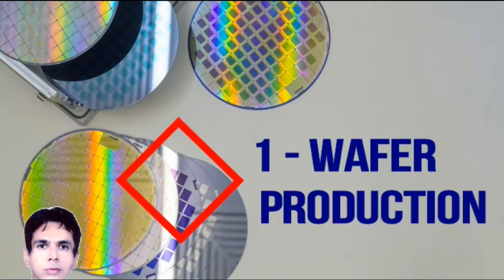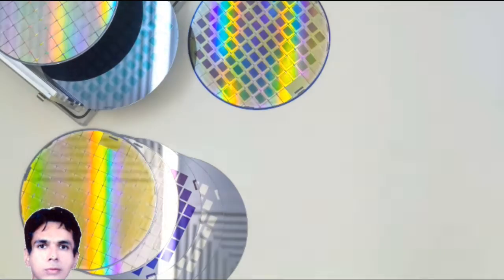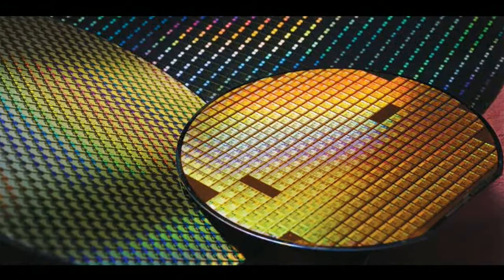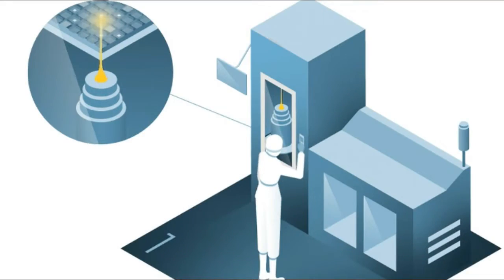1. Wafer production. The first step is to produce a large, thin, circular slice of semiconductor material, usually silicon, called a wafer.